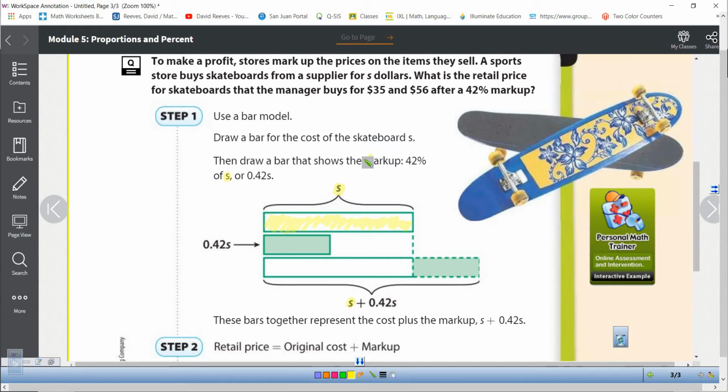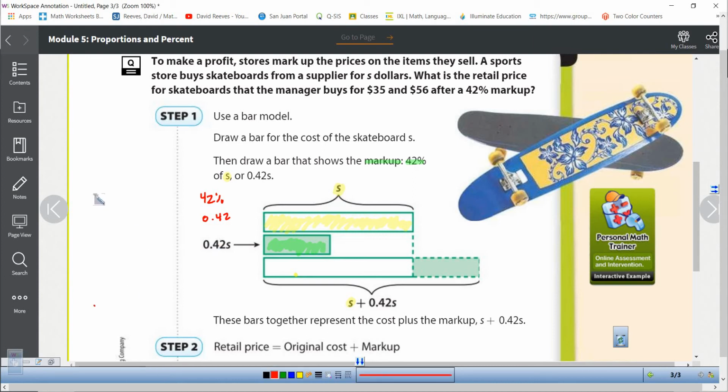Now we're having a markup. A markup means the price is going to increase, and they are marking it up 42%. So this part right here represents 42% of that. And as we talked about in the previous lesson, if you have 42% and you want to multiply it, you need to move the decimal over 2 places to the left. So 42% will become 0.42. Again, 42% is 0.42 as a decimal because you move the decimal 2 places to the left.